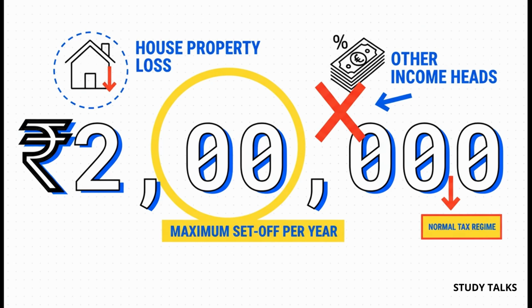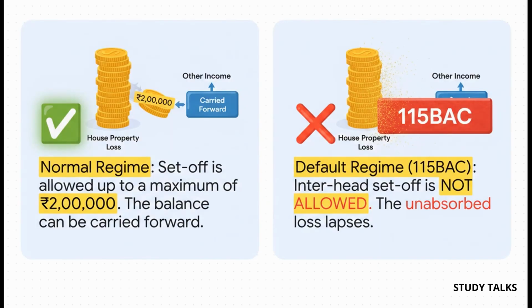This is the absolute maximum amount of house property loss you can set off against any other head of income in a single year, assuming you're under the normal tax regime. And this slide right here perfectly illustrates the trap. If you're in the normal tax regime, you can set off your house property loss, but it's capped at that 2 lakh rupee limit. Anything above that gets carried forward.